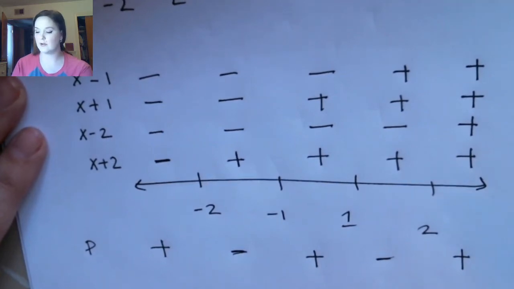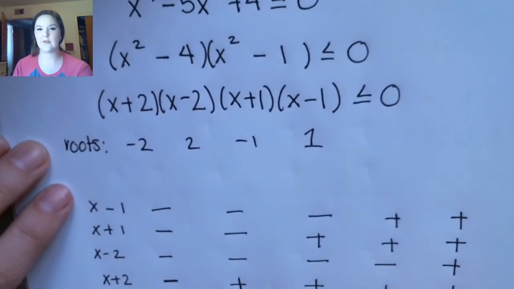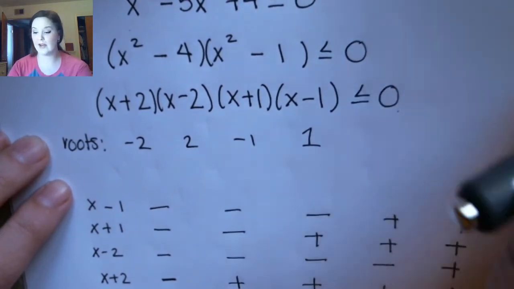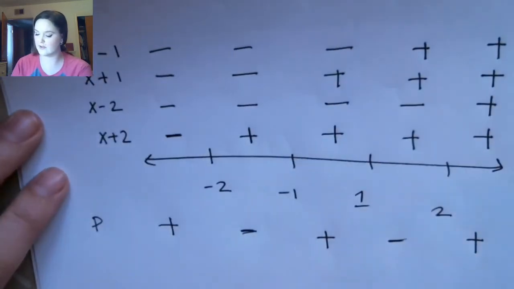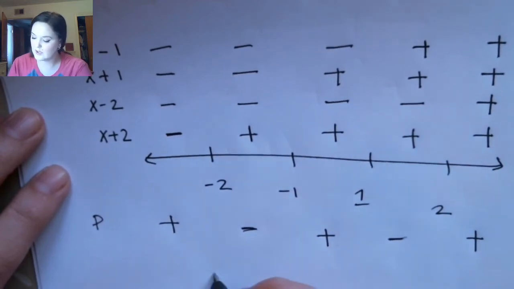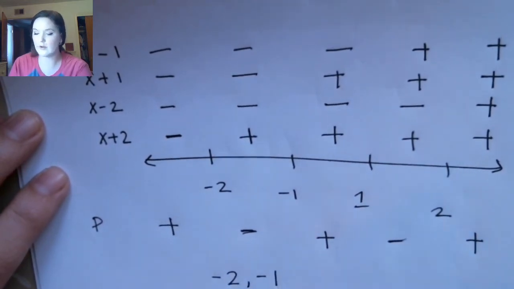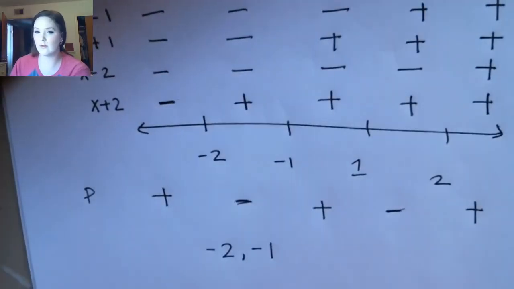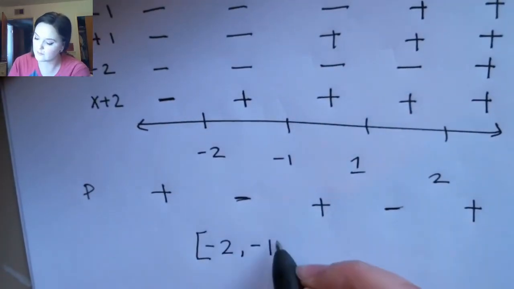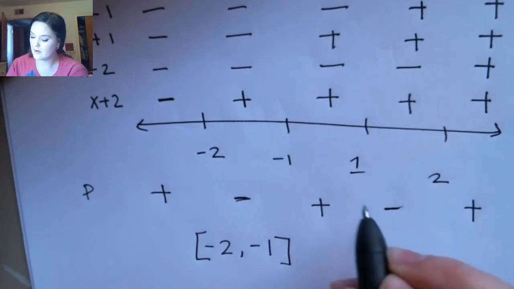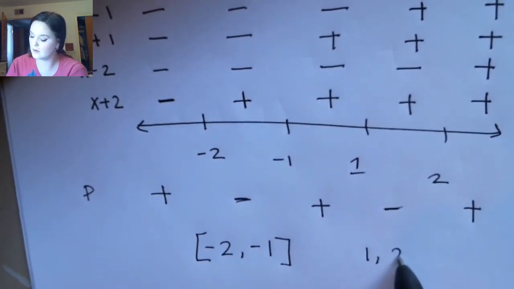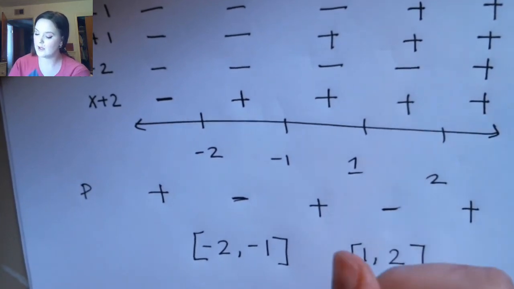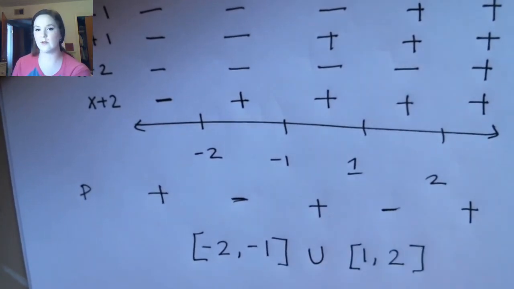Now I'm going to look at the original question. What am I interested in? Less than or equal to 0. So I'm looking for the minuses because those are less than 0. So between -2 and -1, and again, because it's less than or equal to, I want to include those. And here, between 1 and 2. I'm going to include those because it's less than or equal to, and I'm going to combine them using the union.